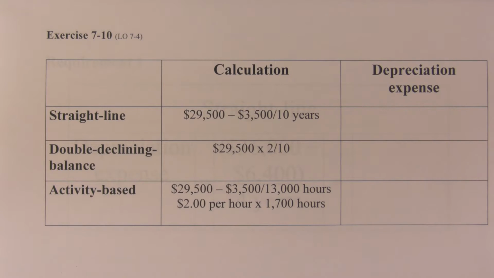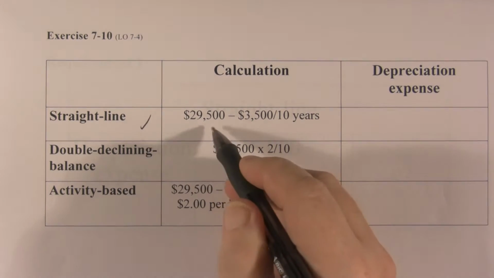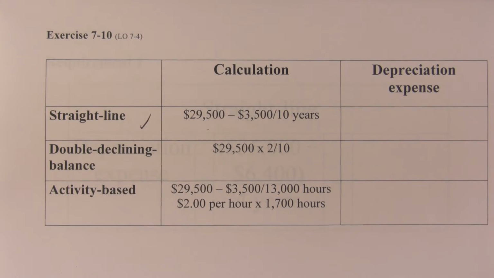Exercise 710 asks us to compare all three common methods of depreciation. Straight line, as you know, is the most common. And what you do is you take the acquisition price of the asset, $29,500. We're told that at the bottom of page 359.